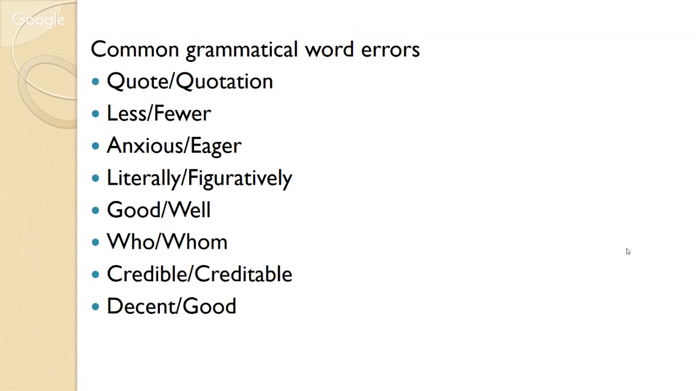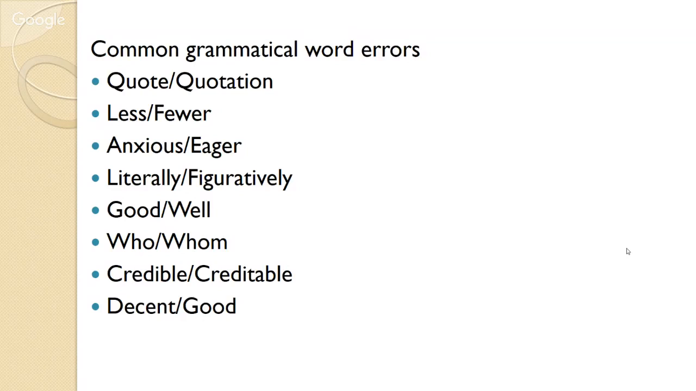Decent. You turn on the news and you get the weather report, and there's a decent chance of rain. There's not a decent chance of rain, because the opposite of decent is indecent. So you wouldn't say there's an indecent chance of rain. You could say there's a good chance of rain or a high chance of rain. You wouldn't say there's a decent chance of rain or he did a decent job.